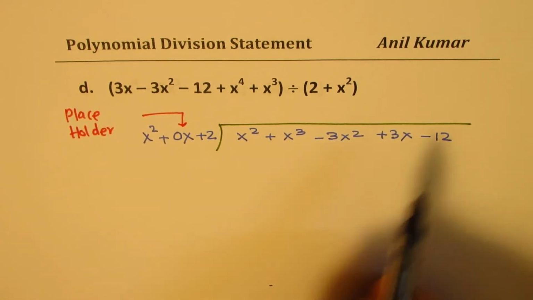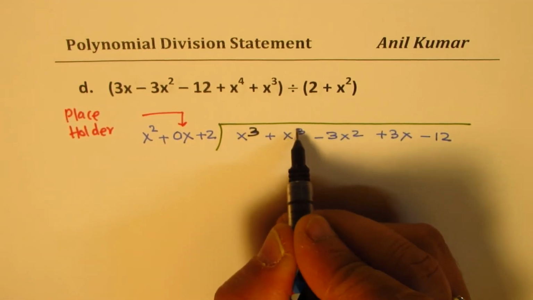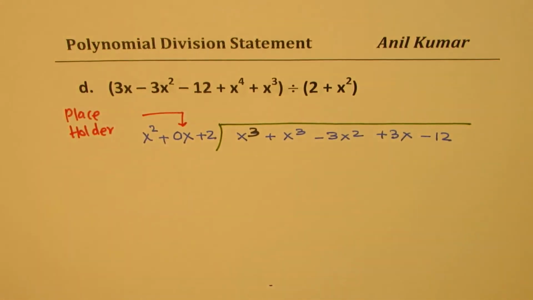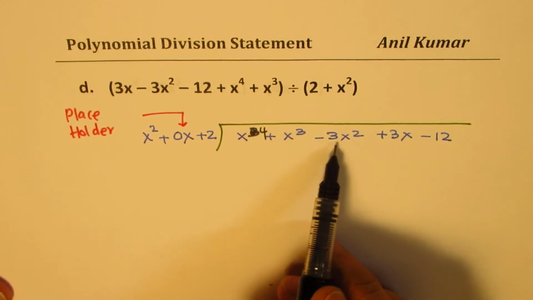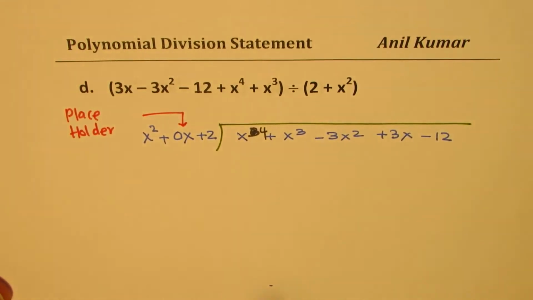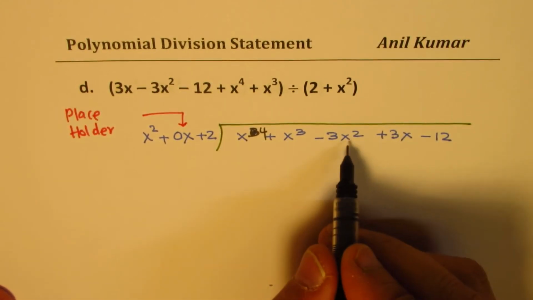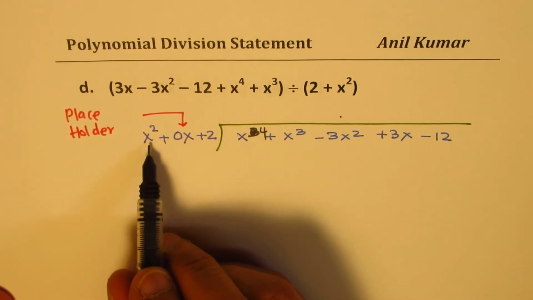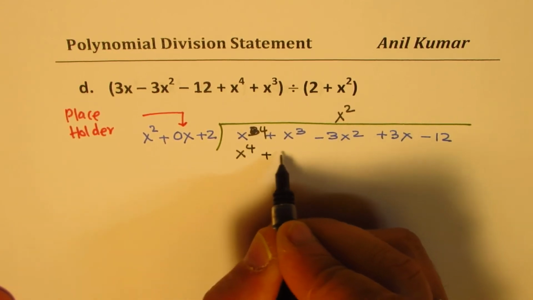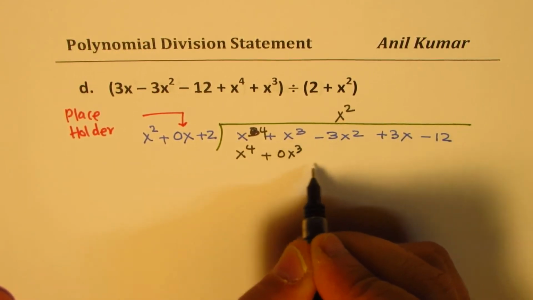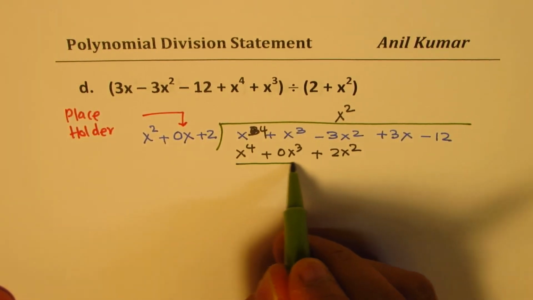And this is your dividend. First term is x to the power of 4, x cubed minus 3x squared plus 3x minus 12. That's correct. So let's begin. So we'll now engage 3 terms since there are 3 terms in the divisor. So here we are going to write what? x to the power of 2. Since we need x to the power of 4 here, right? Okay. So we get 0x cubed. Do you see the placeholder properly aligned?